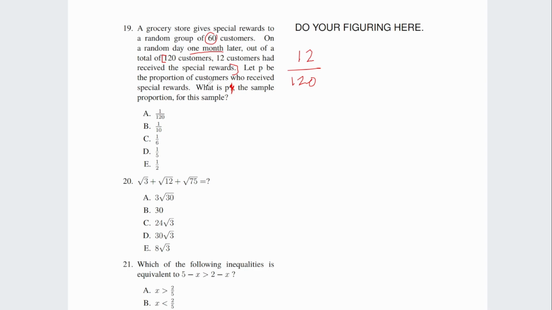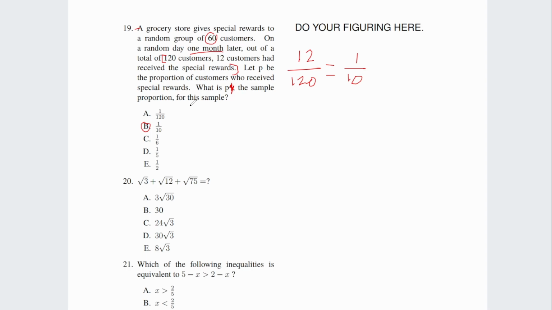So the proportion of customers who received special rewards is 12 out of 120, or 1 over 10. If we simplify, we divide the numerator and denominator by 10. So this whole sentence is not relevant. This part up to here, to this part, 1 month later, none of that is relevant at all. All we need to know is 12 out of 120. The sample proportion, therefore, is 1 out of 10, or answer choice B.